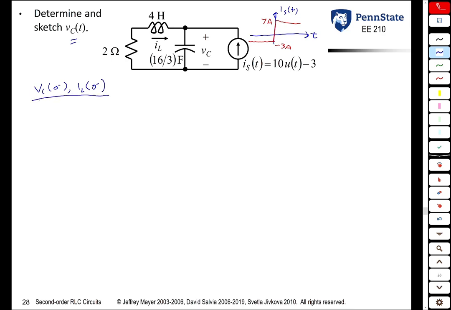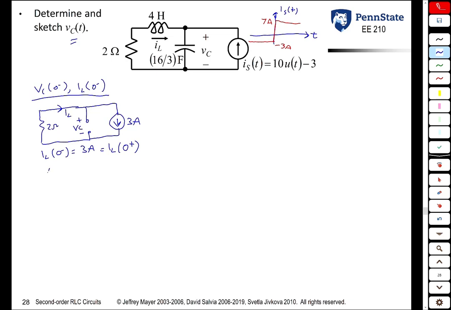So if you draw the circuit before the change in the circuit, we have a 2 ohm resistor. The inductor looks like a DC short. The capacitor looks like a DC open circuit. And the current source, as we said earlier, is 3 amps pointing down. So it's easy to see from this that the current through the inductor at 0 minus is 3 amps, which is also the current through the inductor at 0 plus.